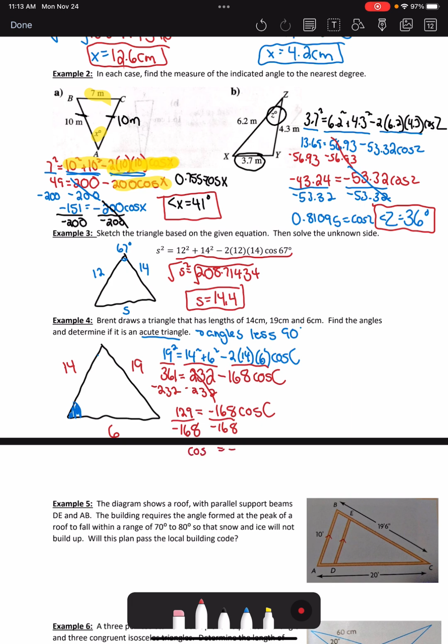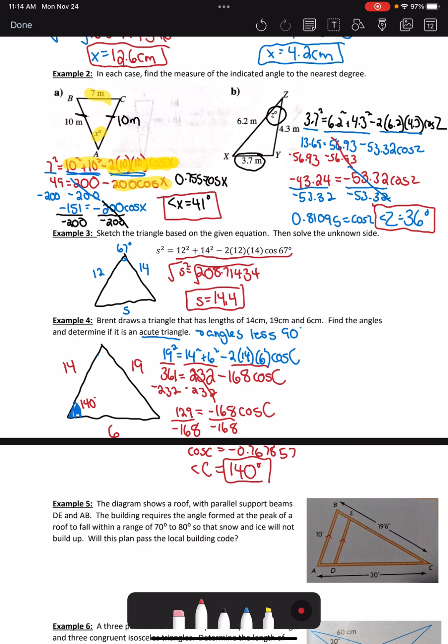And I get negative 0.767857. And if I go angle C, I get 140 degrees. Whew. All right, so now I know this is 140 degrees.